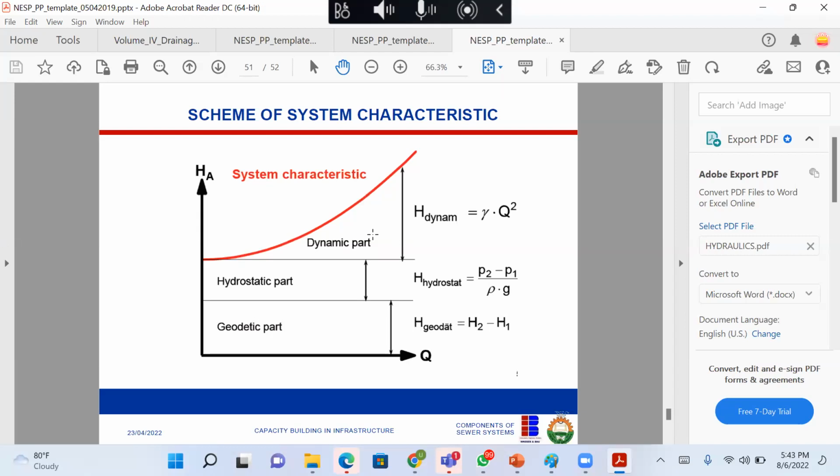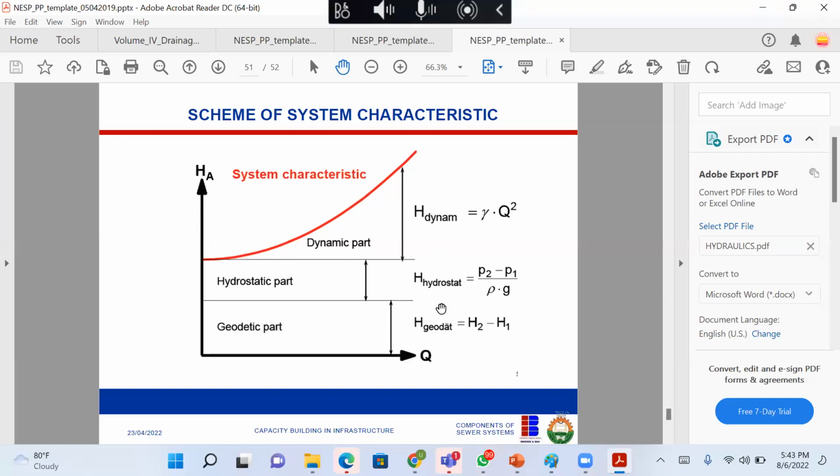Here you have system characteristics. The total head comprises the geodetic head plus the hydrostatic head, then plus the dynamic head, which varies due to flow velocity. The geodetic head is simply H1 over H2, which is the difference in head, while the hydrostatic head is the difference in pressure. Then the dynamic head is the change in discharge.